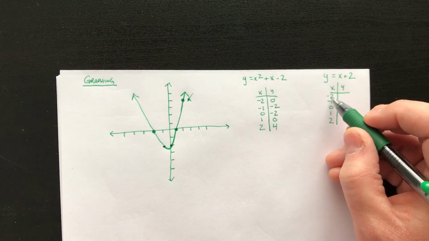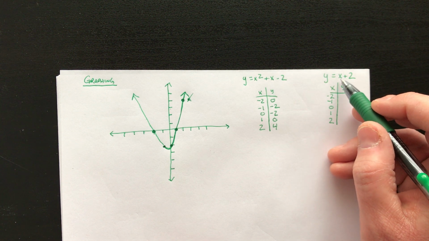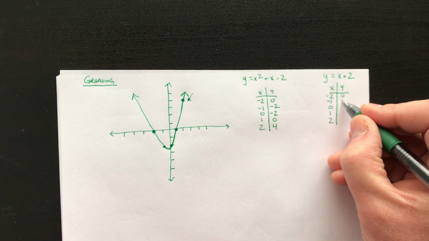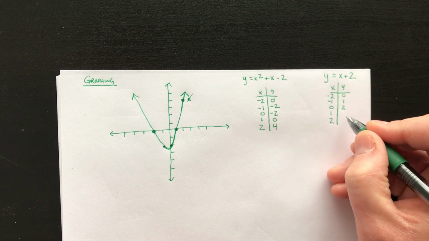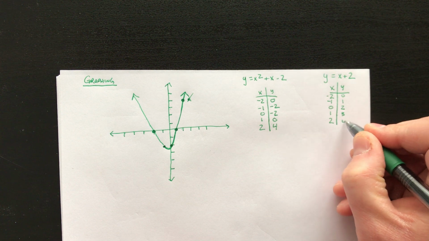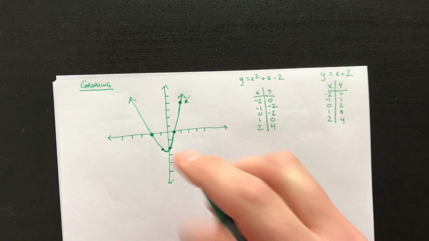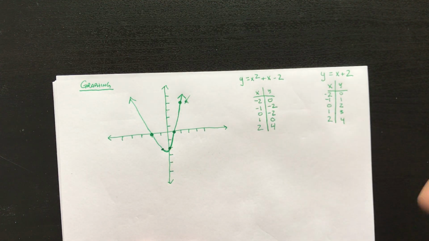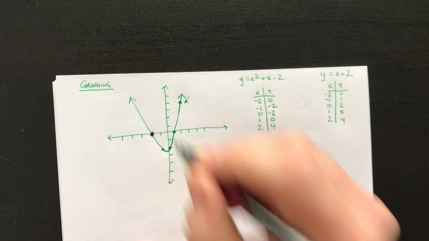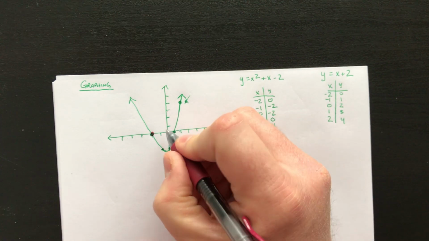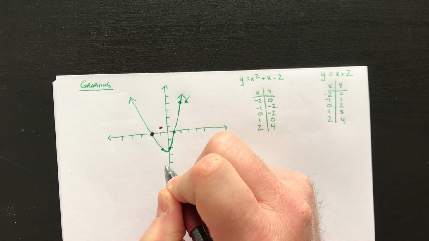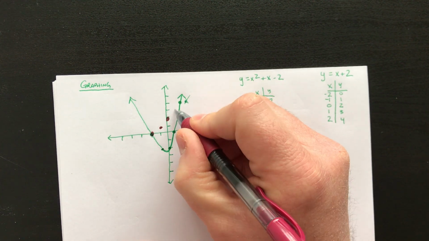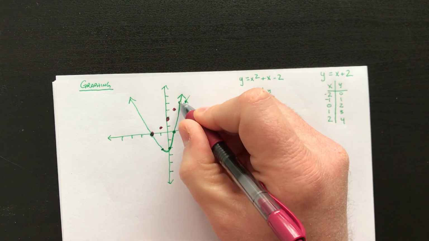So if x is negative 2, negative 2 plus 2 is 0. If x is negative 1, negative 1 plus 2 is 1. 0 would be 2. 1 would be 3. 2 would be 4. You can see how nice that is. So negative 2 comma 0. Let me use a different color pen here. Negative 1, 1. 0, 2, 1 comma 3, 2 comma 4.